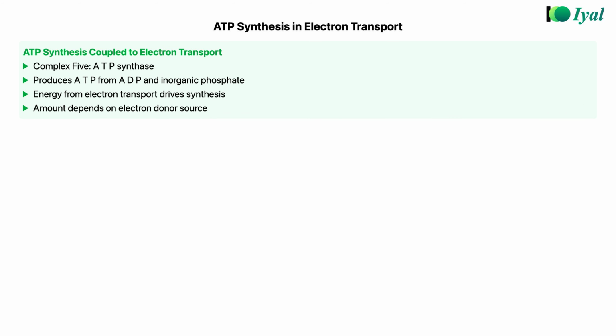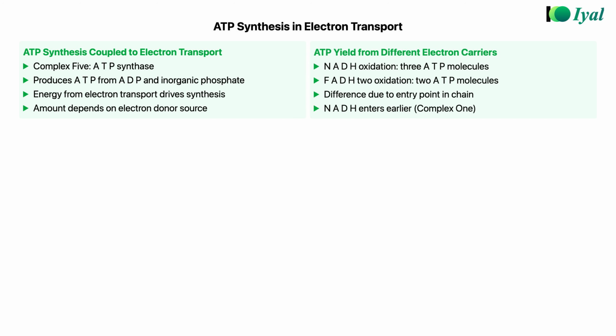Now, as electrons move through the chain, energy is released. This energy is captured by complex 5, which is ATP synthase. ATP synthase uses this energy to synthesize ATP from ADP and inorganic phosphate. So ATP is made right here in the electron transport chain. The energy released during electron transfer is converted to ATP. Beautiful coupling.